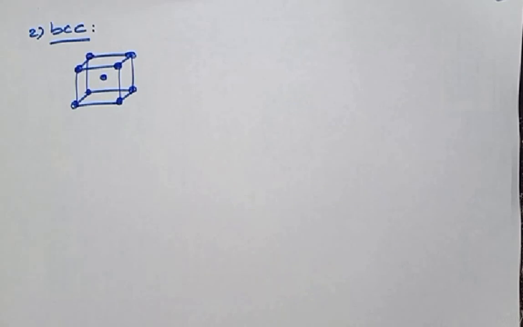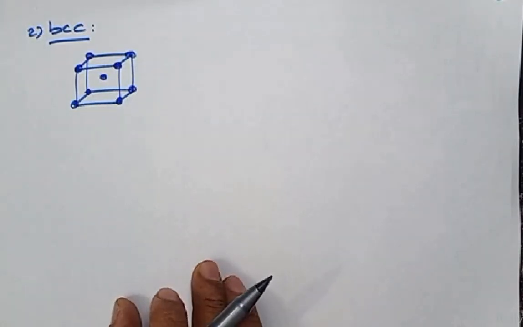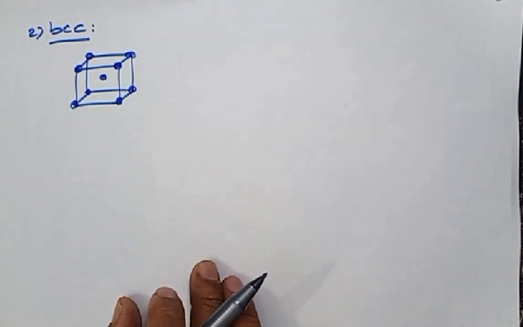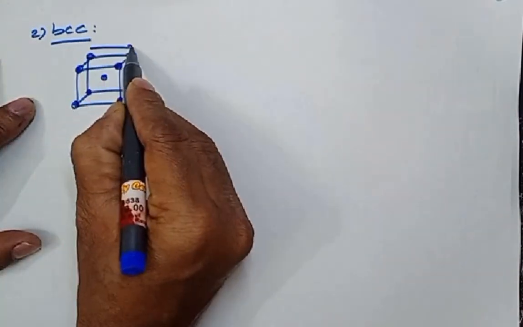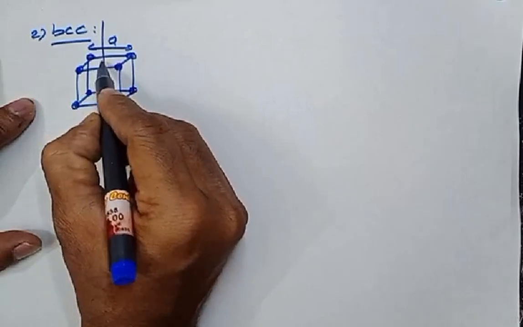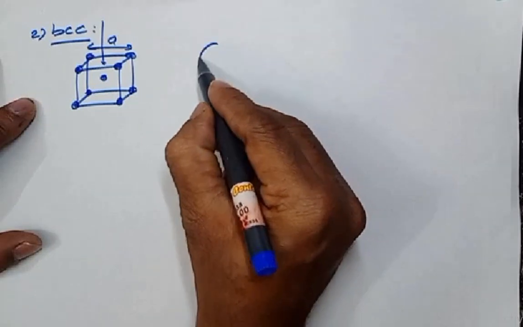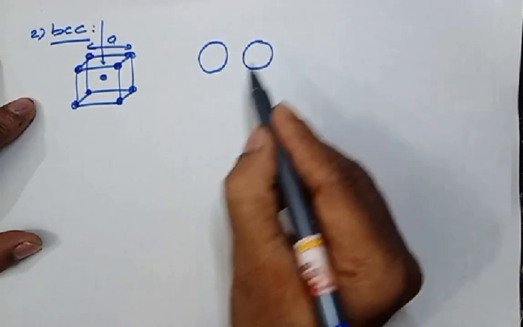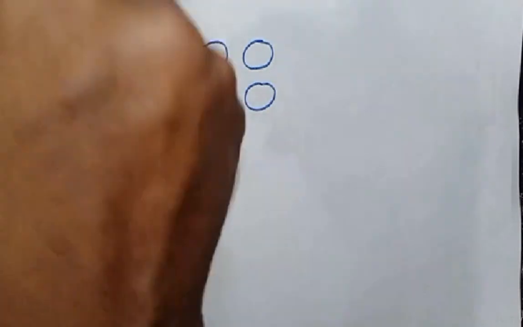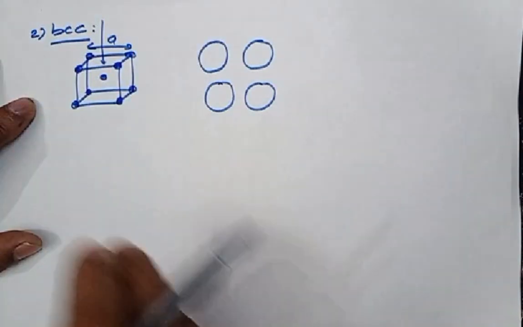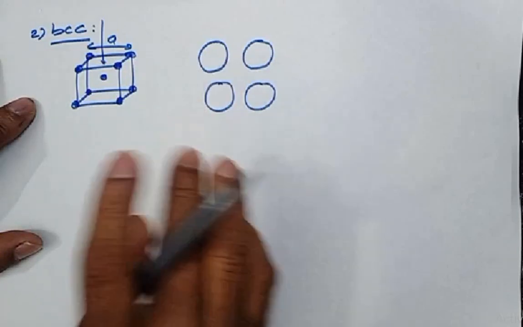The next one is the body center cubic unit cell. Here I have drawn the body center cubic unit cell. Now observe carefully. In body center, this is the edge length. If you view from the top, the corner atoms are not touching each other. Observe carefully. We have 4 atoms. I am just viewing the unit cell from the top. From the top view, we have 4 atoms here, and they are not touching each other.